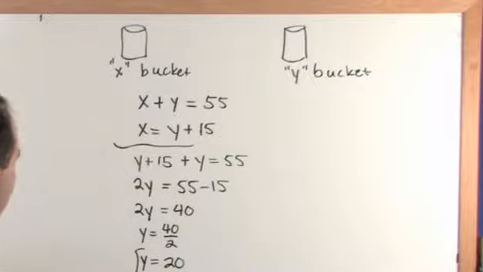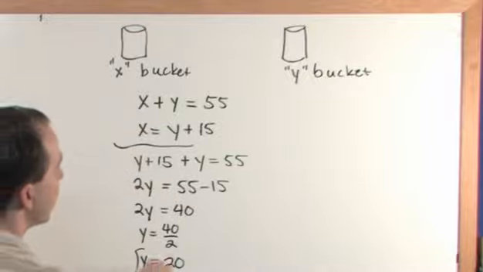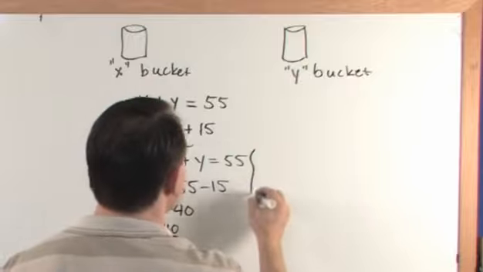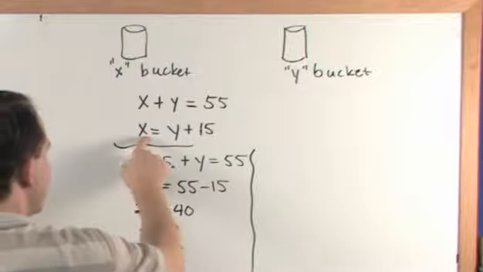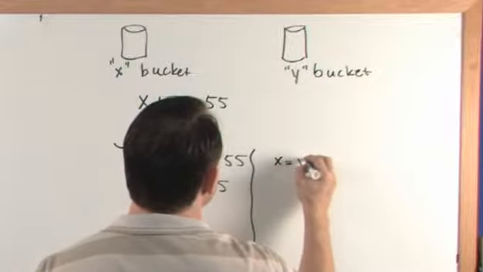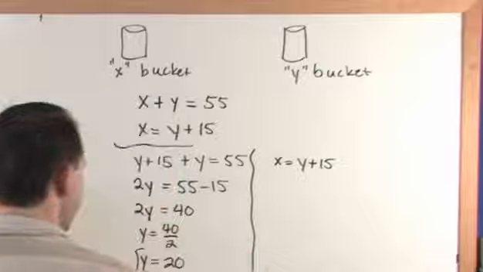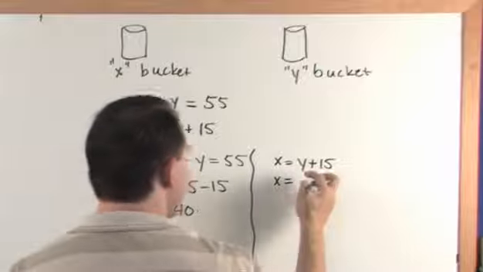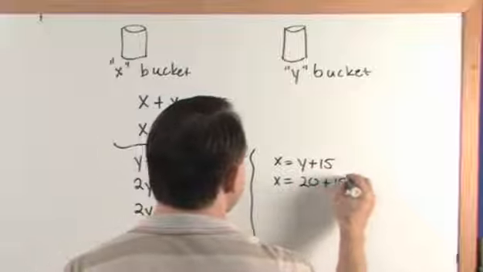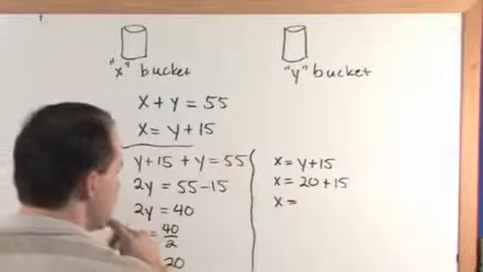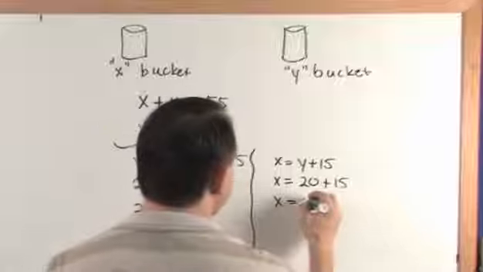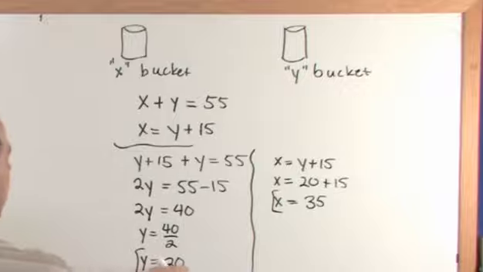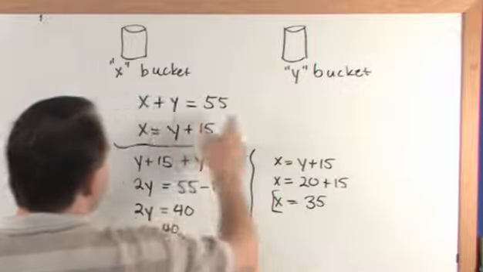Okay, now we're halfway home because we know how many pecans are in the y bucket. We have 20 pecans over there, but how many are in the x bucket? We know that x is equal to y plus 15. We're just using our math. We plug in for y: x is equal to 20 plus 15, so x must be equal to 35. Okay, so we've solved the problem. There are 20 pecans in the y bucket and 35 pecans in the x bucket.